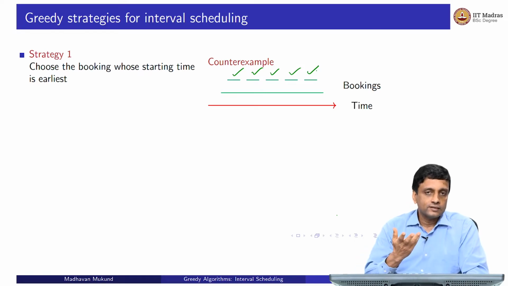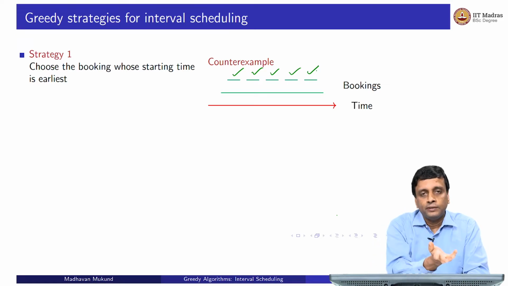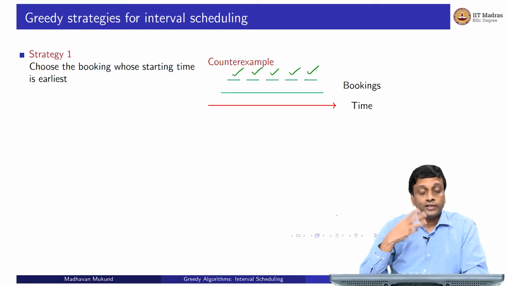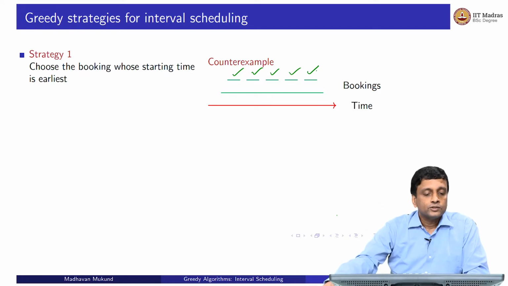This is the type of analysis that you need to do. It looks like a plausible strategy, maybe not a very clever one, but you have to say why this strategy is not going to work, or if it does work, you have to say why it does work. So here is another strategy.